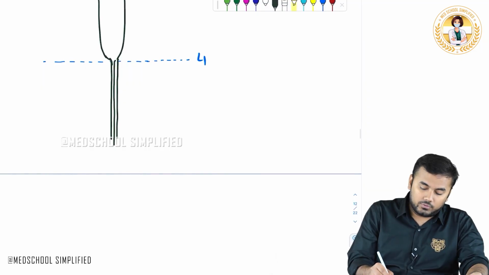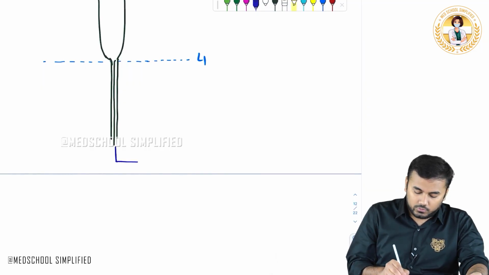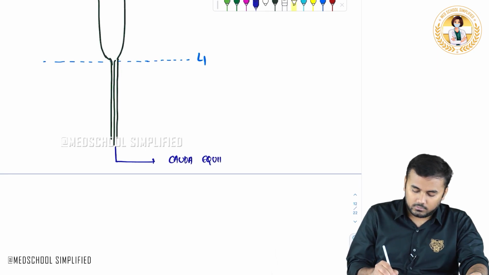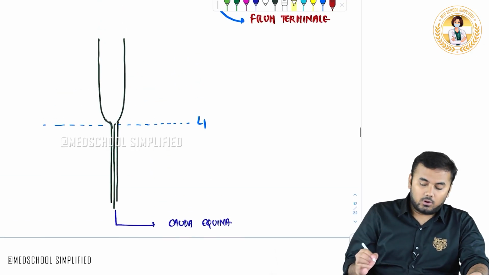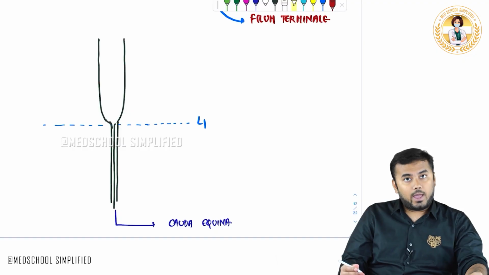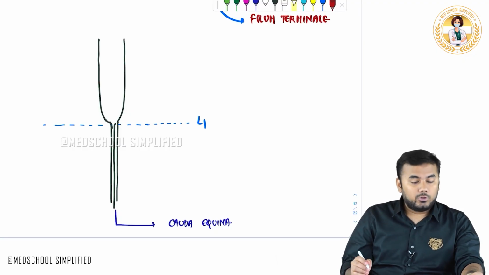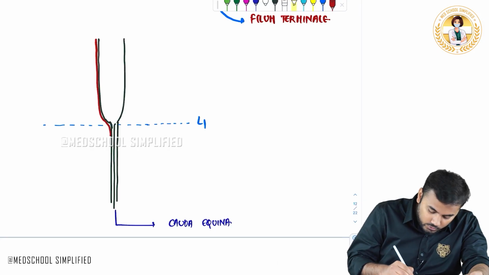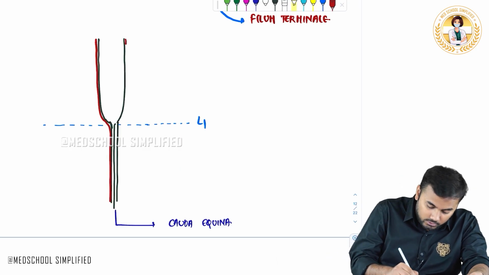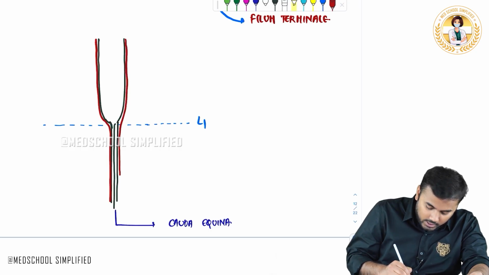These fibers over here are called the cauda equina. Now surrounding this spinal cord you have the meninges: the pia mater, the middle arachnoid mater and the outer dura mater. This is the pia mater like this, right? The pia mater comes all the way down and continues with the cauda equina. Here also the same thing.